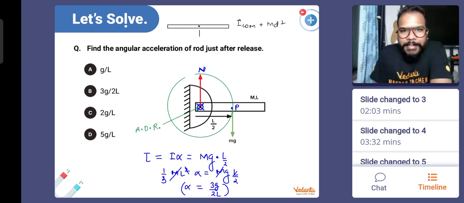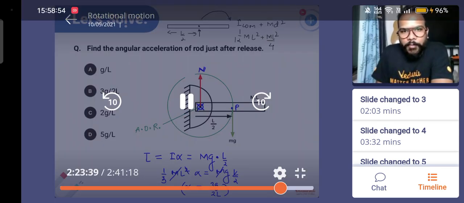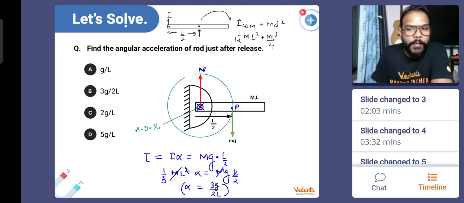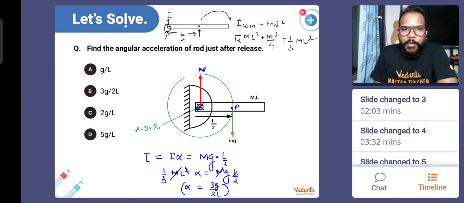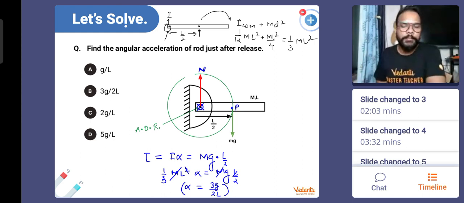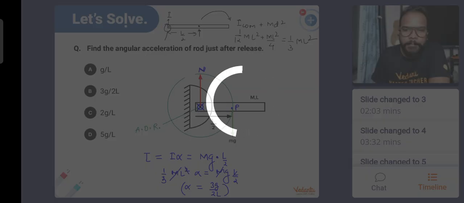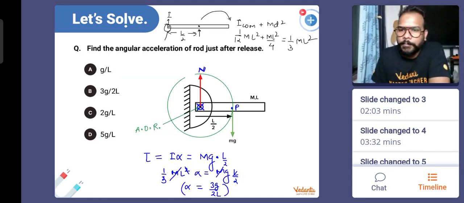If my rod is rotating about its center and I use this, then it is 1 by 12 ML square plus ML square by 4. When you shift the axis of rotation by L by 2, this is the new moment of inertia that I want to find out. That is where we got 1 by 3 ML square. Now I'm free to use this formula because I found the moment of inertia about this axis, which is given in this question. If I was not aware of the formula 1 by 3 ML square, then using the parallel axis theorem would make sense. But I already know the moment of inertia 1 by 3 ML square. That's why. Okay, next.